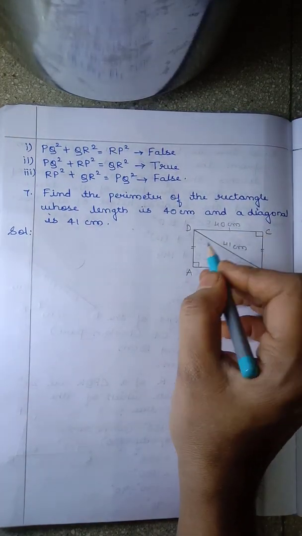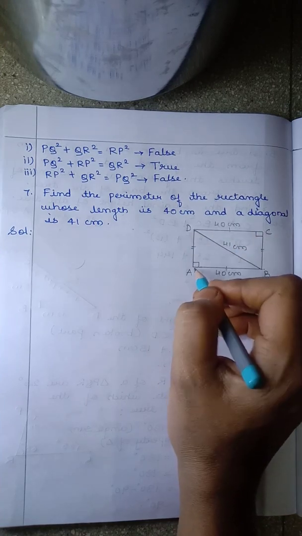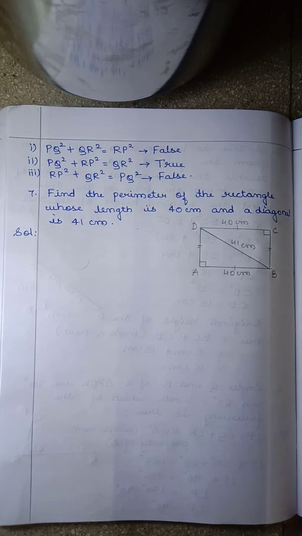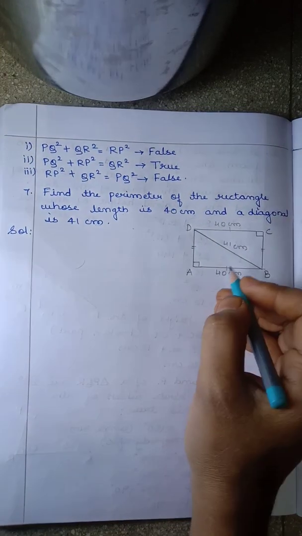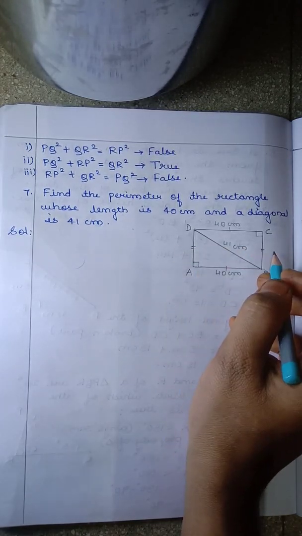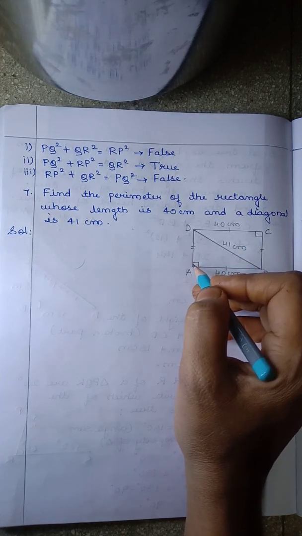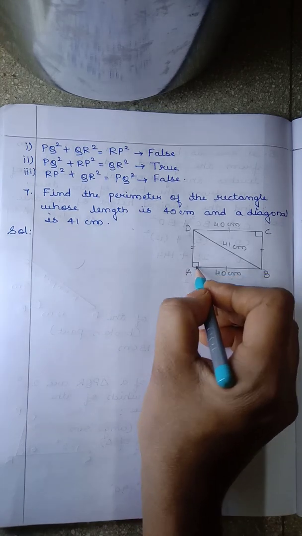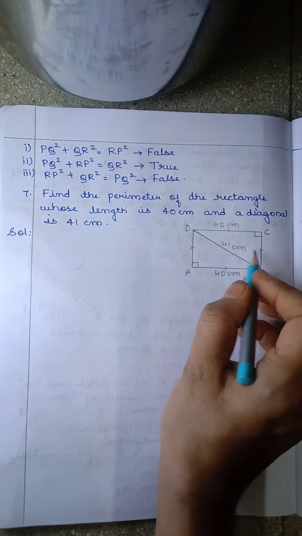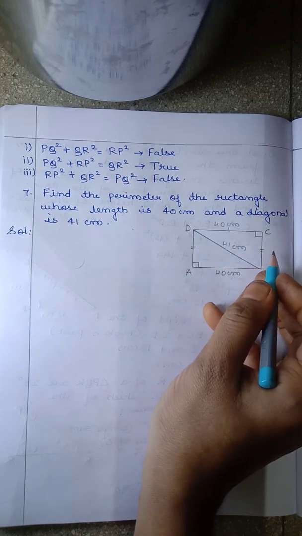So what is the perimeter, children? The sum of the four sides is the perimeter. That is AB plus BC plus CD plus DA is the perimeter. Or you can use the formula for the perimeter of rectangle, that is 2 into L plus B. So for that we have to find the breadth first. Breadth is not given. So how to find the breadth? Now you know the property of a rectangle, that all the angles are exactly 90 degree. So angle A is 90 degree and even angle C is 90 degree. Opposite sides are equal in a rectangle, so if you can find any one side, the other side also will be the same.